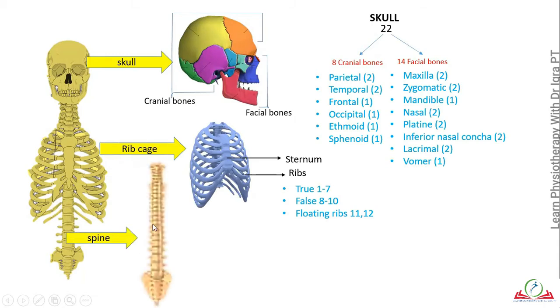The spine has vertebrae. 7 are the cervical vertebrae, 12 thoracic vertebrae, 5 lumbar vertebrae, 5 sacral vertebrae and a coccyx.